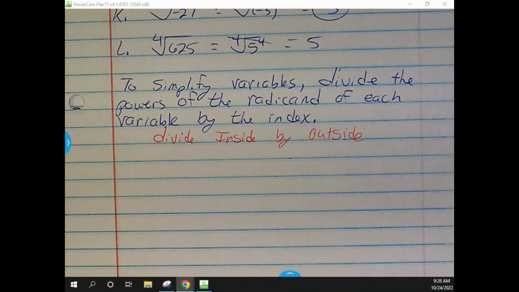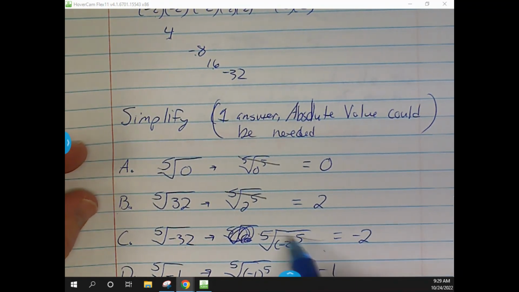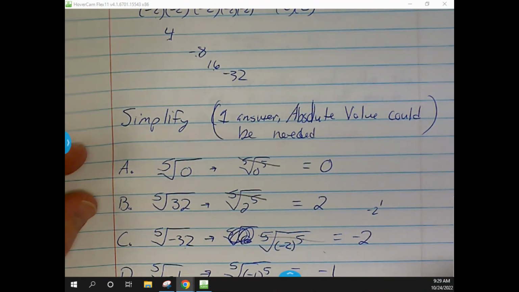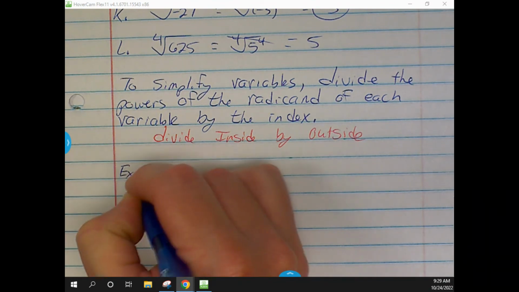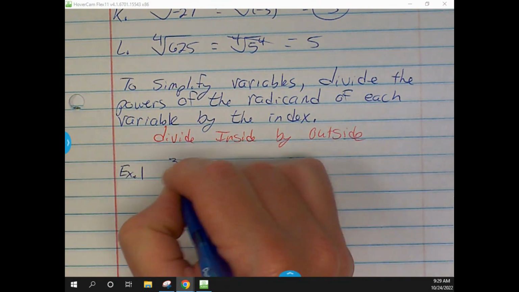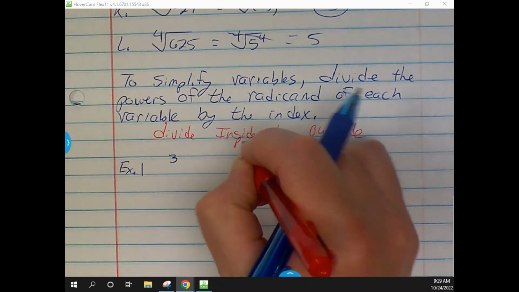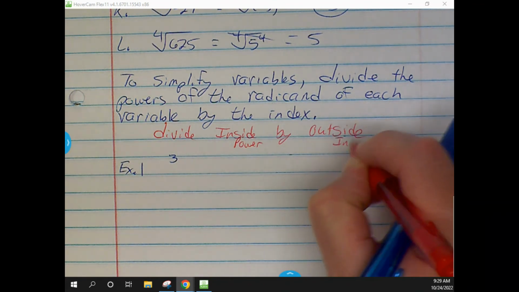Which, again, technically is still what we were doing back here. Because when we were doing the previous problems, if it was -2 to the fifth power, you would do 5 divided by 5. So that would leave you with -2 to the first power. So that's technically what we're doing back here. It's just sometimes the numbers get a little jumped up. With the variables, it's a lot easier to see that that's what we're doing. Yes, so inside power by the outside index or the outside root.